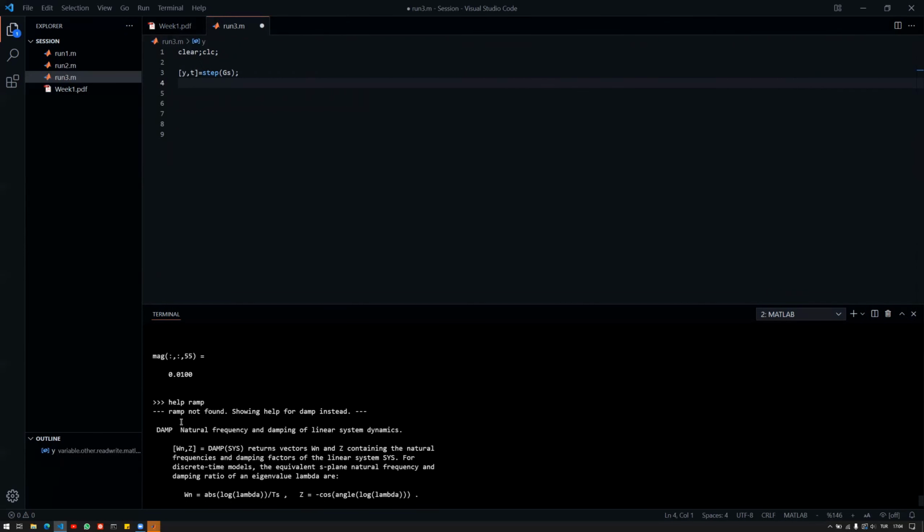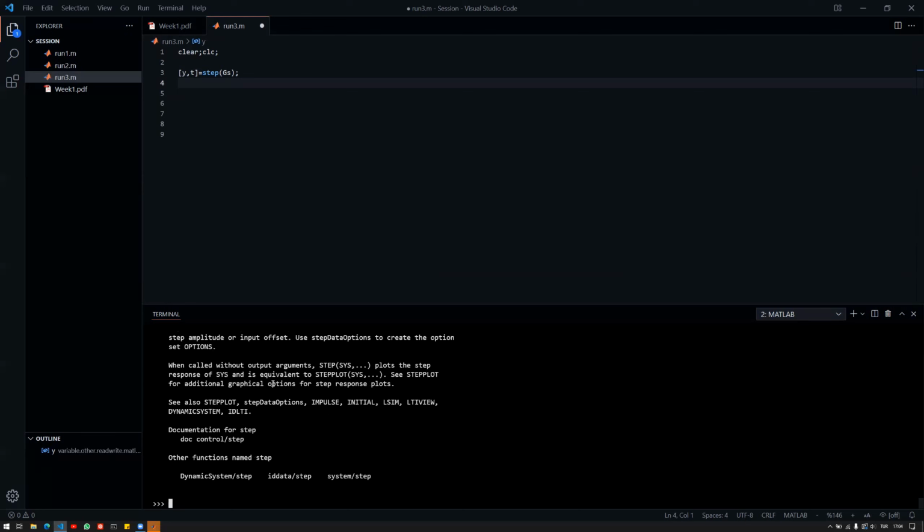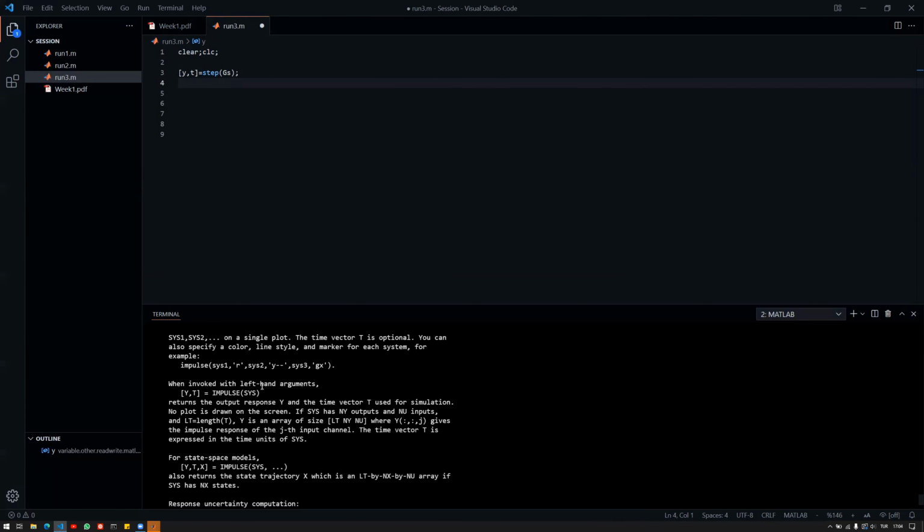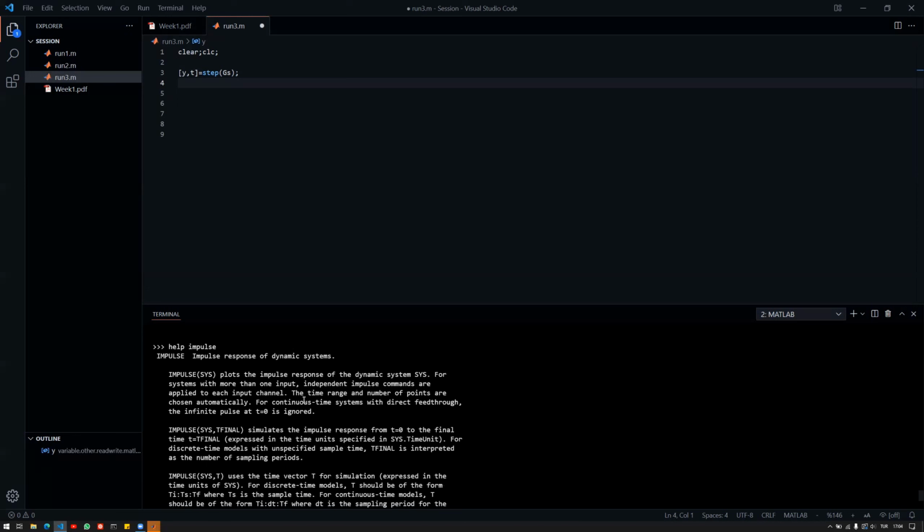So ramp is not found, but you have step. I'm not sure if there's impulse. Let's also look for that. It seems like we have impulse, but we don't have ramp or parabolic input. So we can do that on our own.